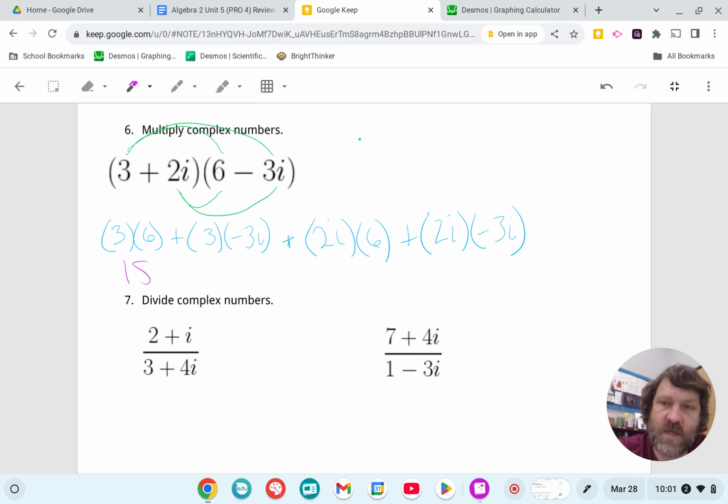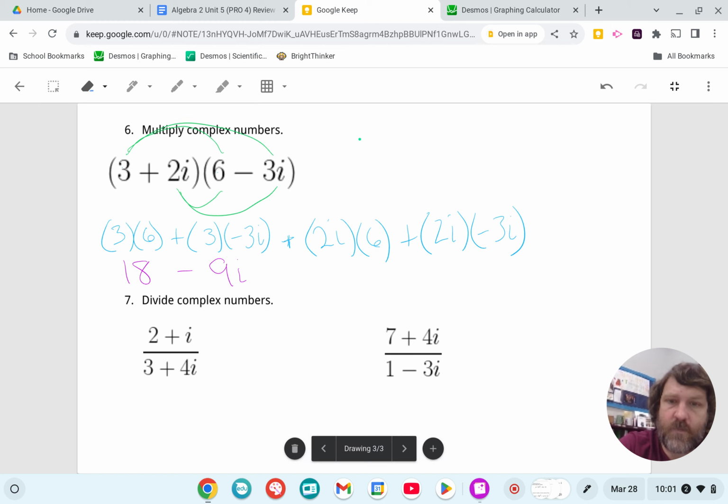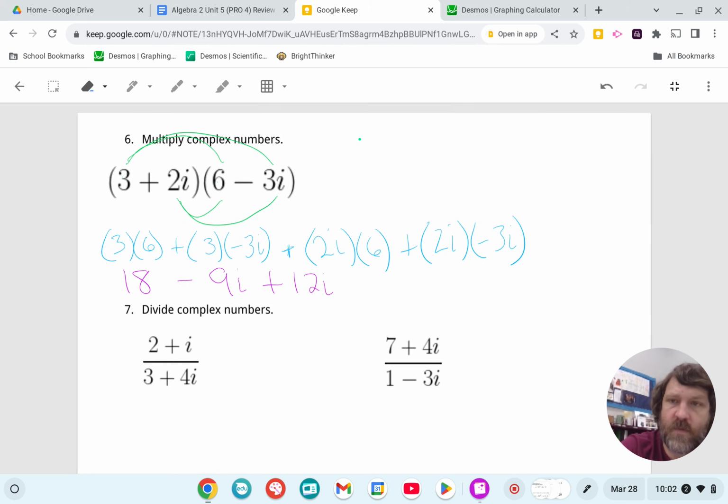So 3 times 6, that's 18. 3 times negative 3i is negative 9i. So I'm actually going to get rid of this plus sign because the answer here is going to be negative 9i. Then 2i times 6 is going to be 12i. And then 2i times negative 3i is going to be negative 6i squared. So let me get rid of that.